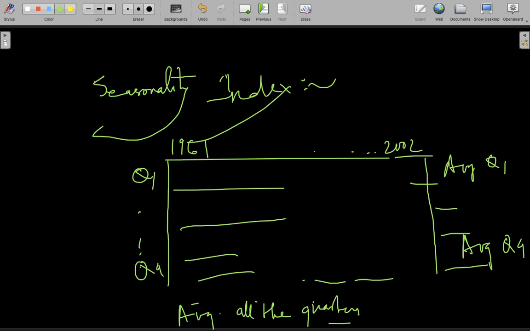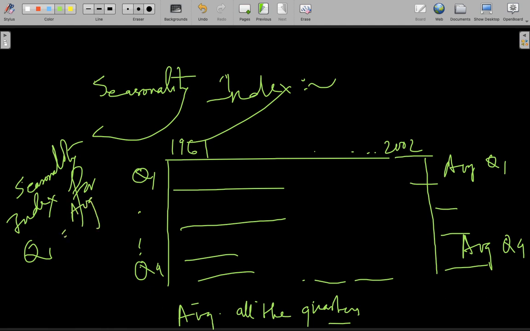And if you want to get the seasonality index for Q1, that is going to be your average Q1 divided by the average of all quarters, or all observations. They're basically the same, the average of all observations. So when I get this ratio, this seasonality index, it basically means the seasonality of that particular time period.